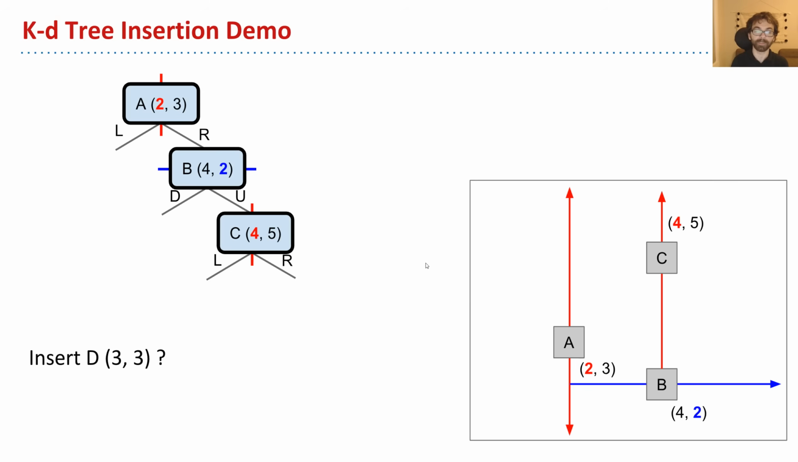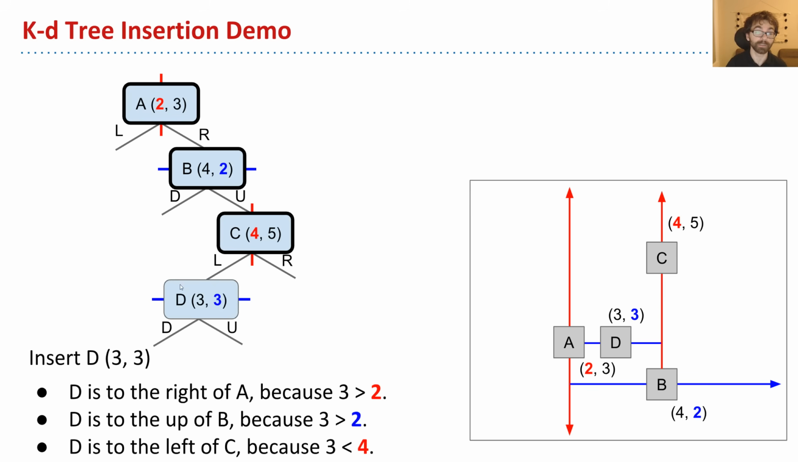Next up comes inserting 3, 3. So maybe pause the video and think about what's going to happen. Now let's give you a hint, which is that we're going to start by comparing 3 to the red 2 in the root node. Then we compare 3 to this blue. It's bigger, so we go up. Then we do 3, and we say 3 is less than 4. So D is going to end up right here. Okay. So we went to the right of A, to the up of B, to the left of C, and ended up in this position.